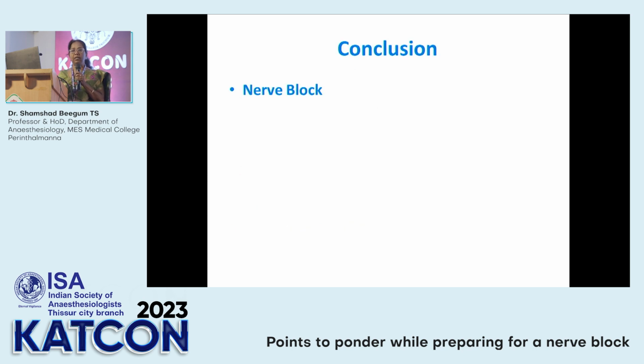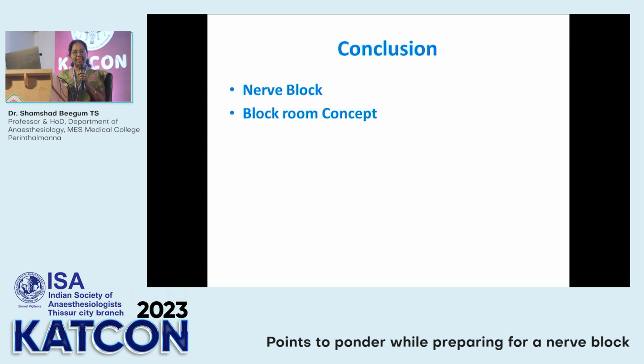So to conclude, what are the things that I have said? That is nerve block. All of you might have understood, isn't it? What is it? Can anyone answer it? I think some of the students are from outside Kerala, so that is why I explained everything in English. So nerve block is injection of local anesthetic around the nerve.